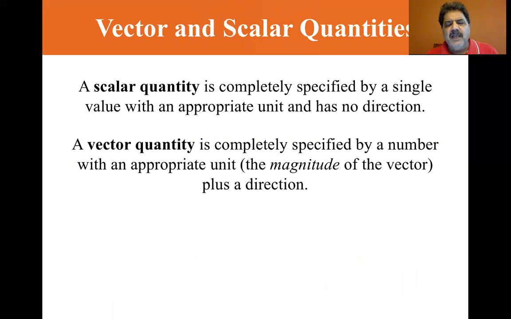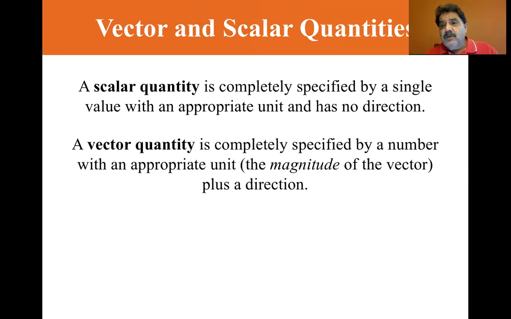So, some examples of scalar quantities: temperature, mass, time. Those are scalar quantities. They're just numbers. There is no direction. Now, mass and time can only have positive quantities. There is no such thing as negative mass or negative time.